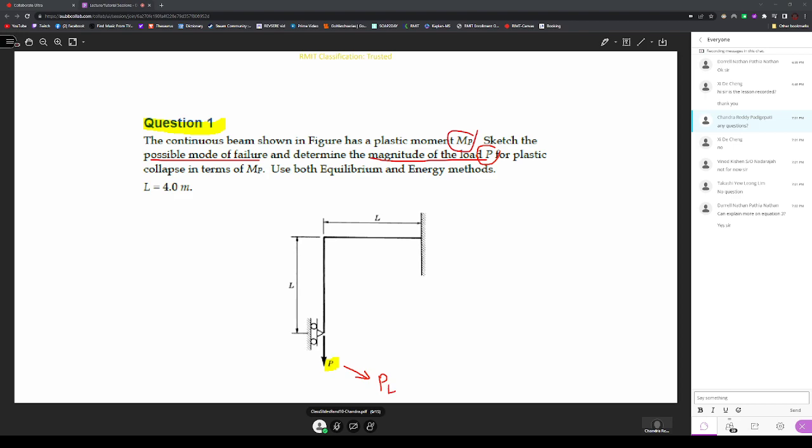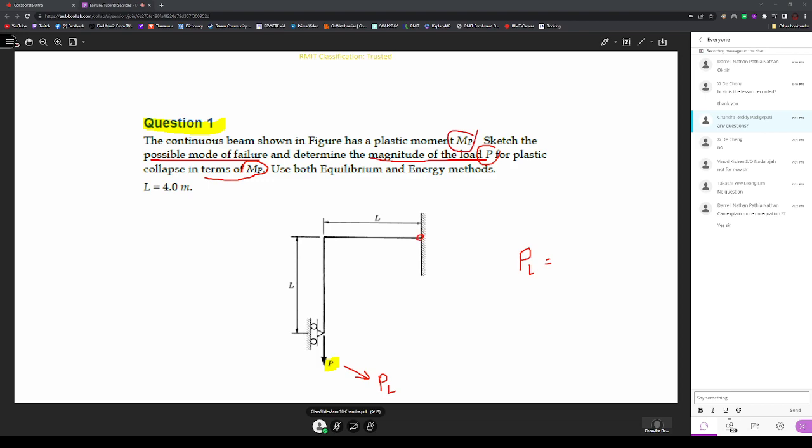So where the plastic hinges are developed. Which part of the beam reaches the fully plastic state? Then you need to plot that structure, the collapse mechanism, and find out the plastic moment in terms of the plastic load. That means you find out what the plastic load is when parts of this beam reach fully plastic.